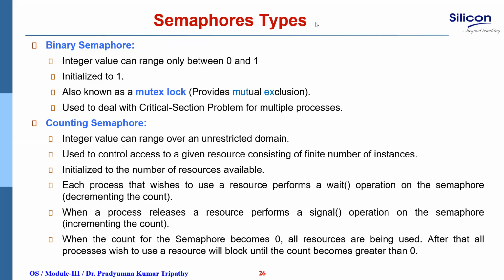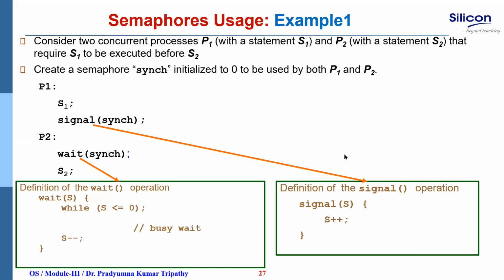So we have two different kinds of semaphore. With this, we'll go for solving one of the problems. Just look into this problem. Consider two concurrent processes, P1 and P2. The P1 process has a statement S1 and P2 has a statement S2. Try to understand: there are two processes, the first process P1 has the statement S1, and the P2 process has the statement S2.